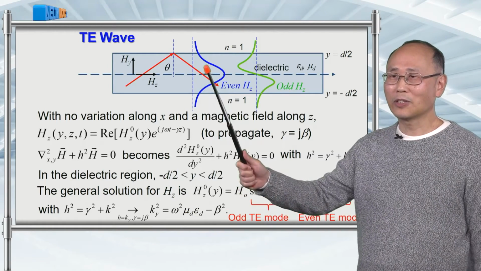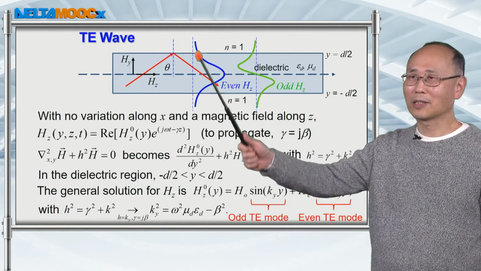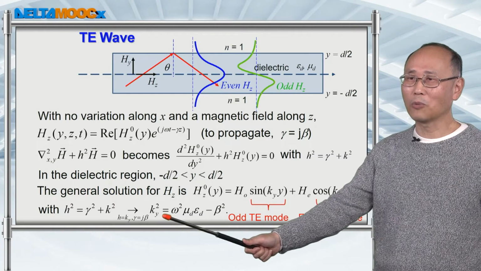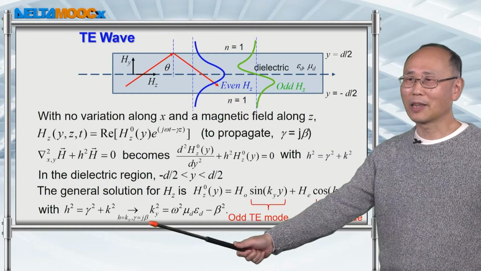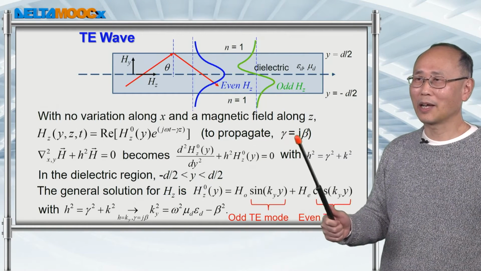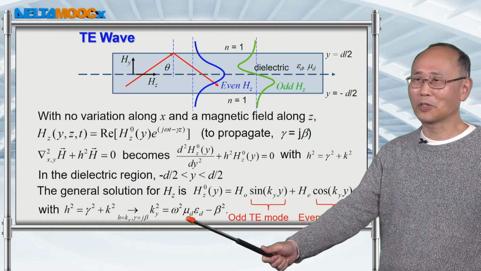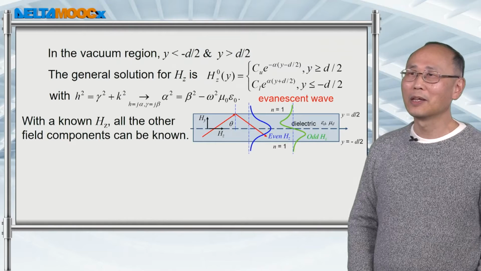And in this region, you have a standing wave bouncing in the vertical direction. So you have a Ky in this expression equal to h. And gamma again has a propagation constant of beta. So you put this into this expression to have the first dispersion relationship.